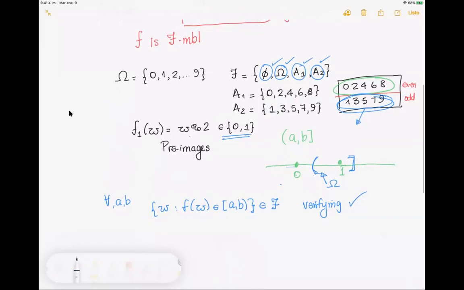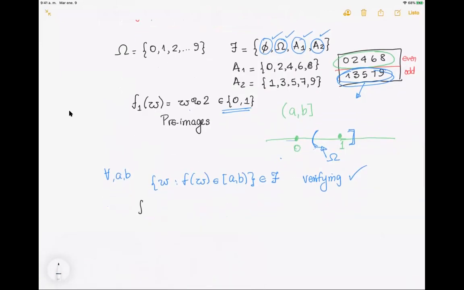Now, let's suppose that we have a function f2, and this function is the function 2 times omega.